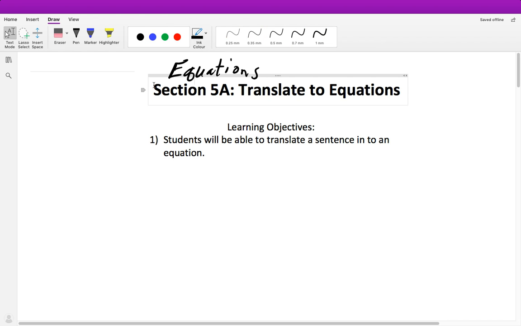Hello, everyone. So we're going to get back into our next unit, which is going to be about equations specifically. And in our first section is going to be translate to equations. So we're going to be translating sentences and word problems, I guess you could say, into an equation.